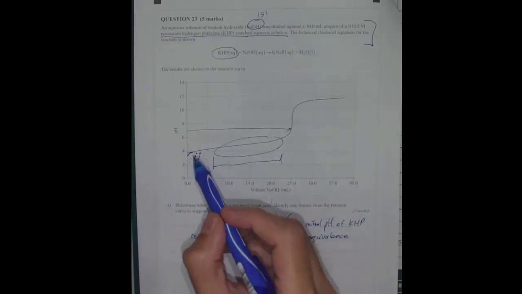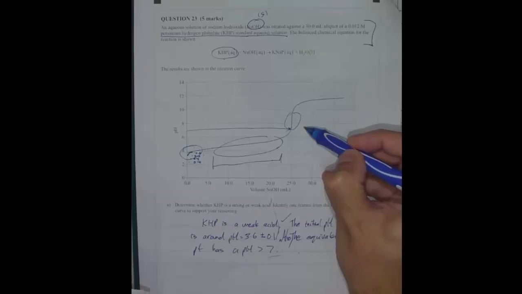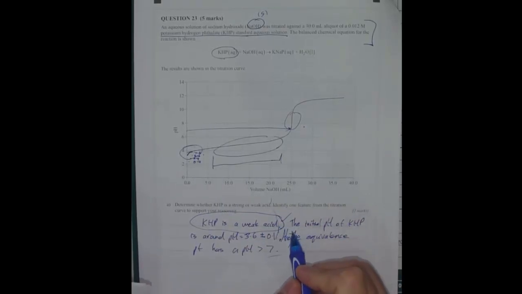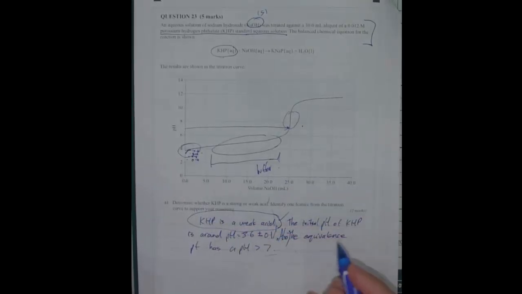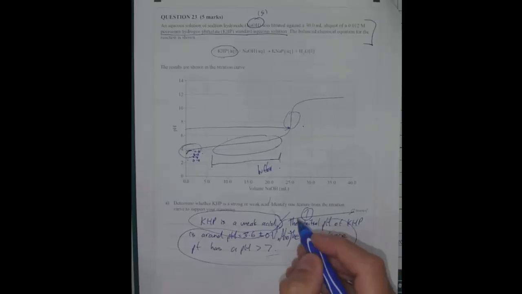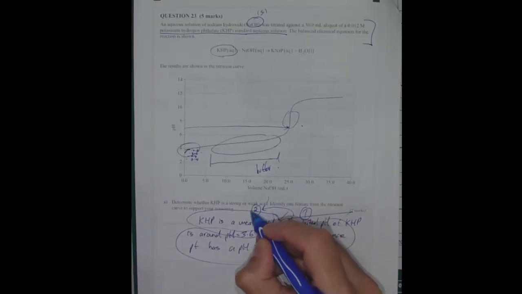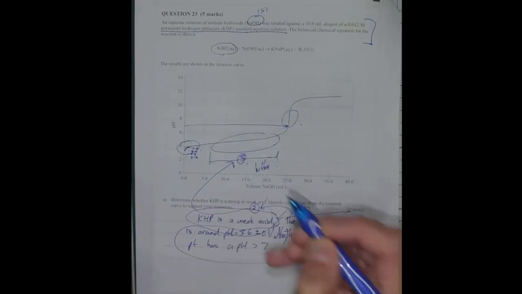Because if you haven't identified this as a weak acid by the initial pH and the equivalence point as above 7, and if you can't, that's how I identified it, then you can't confirm that that's a buffer region. So this comes first, these 2 points, therefore this comes second, therefore you can now say this is the third point. So the mark scheme's actually wrong here.